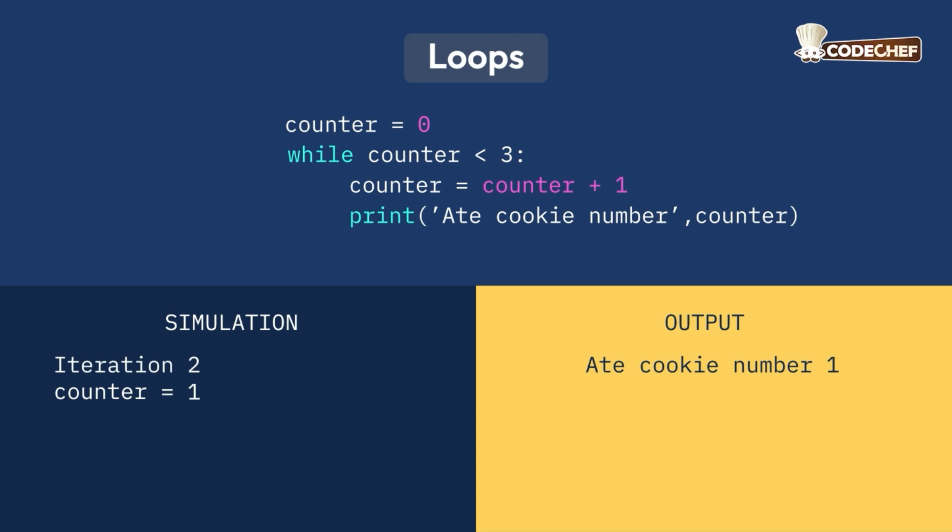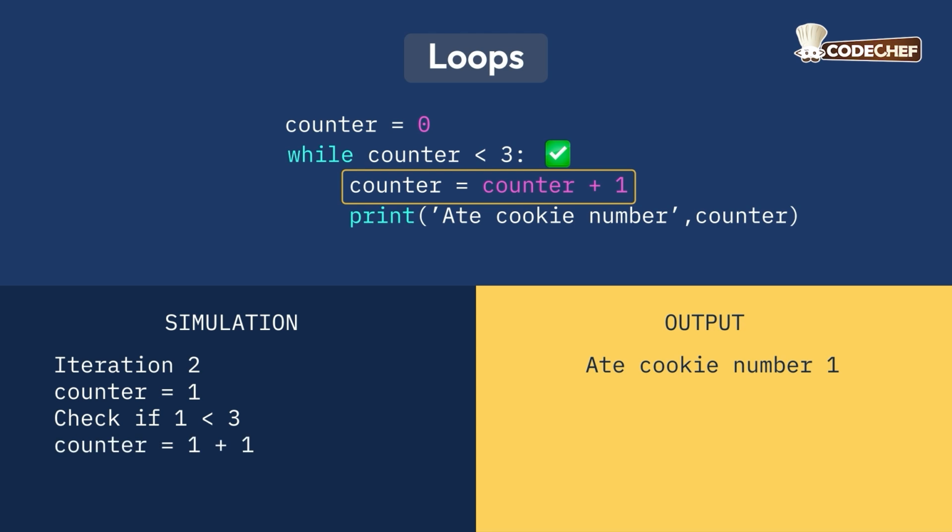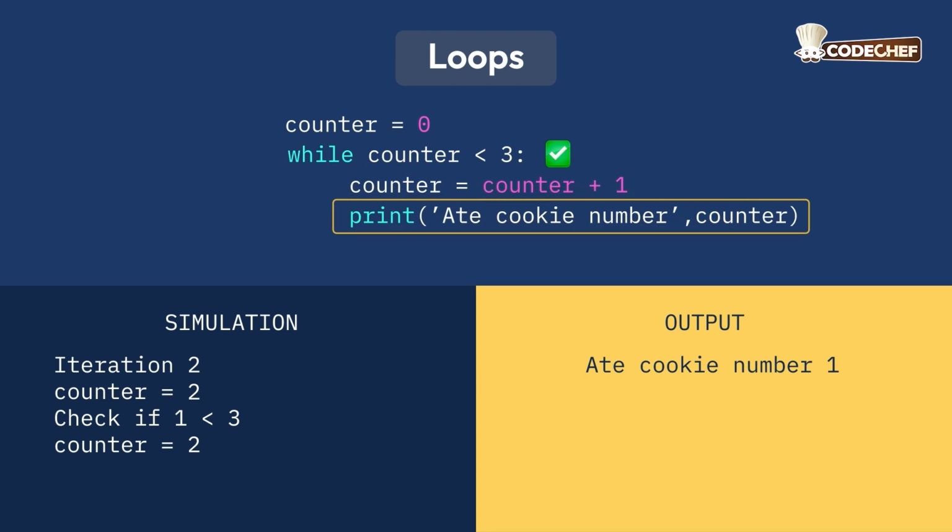In the second iteration, counter value is 1. 1 less than 3 is true. We enter the loop. We increment the counter from 1 to 2. The new value of counter is 2. We print cookie number 2.